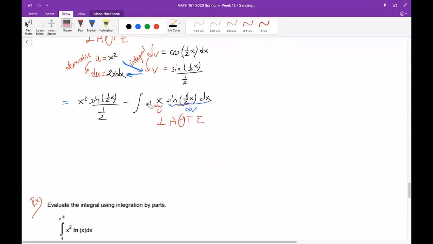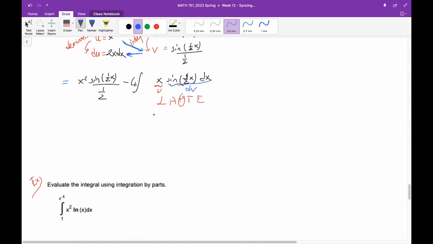Let's take 4 out from the integration, okay? 4 is here. So again, do the diagram: u, du, dv to v. What is u? u is x, then du is just dx. dv is sine of 1 over 2x dx, so the integral of sine is minus cosine, and then you need to divide by 1 over 2, meaning that you have to multiply by 2. So it is like that.